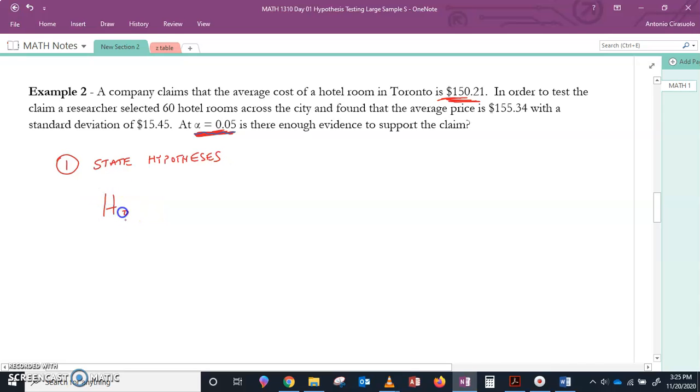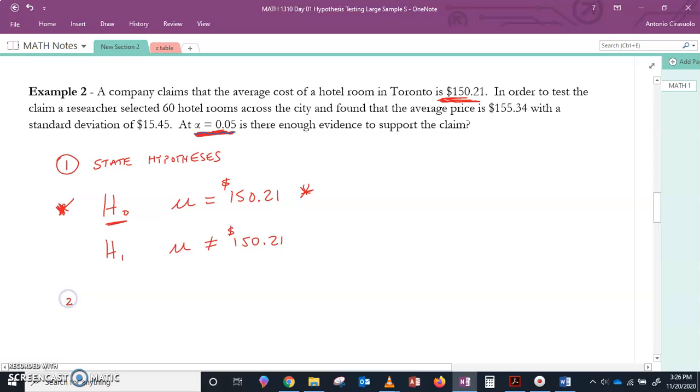Our H0 and H1. Now, based on this information here, it's telling us that the mean is equal to $150.21, which means the mean is not $150.21. Once again, remember that the equality always goes with the null hypothesis. So that's the first step.